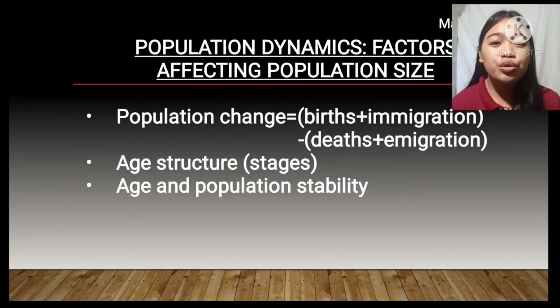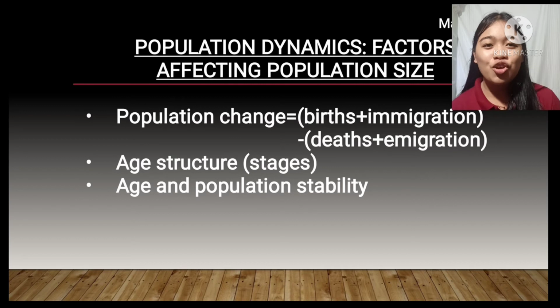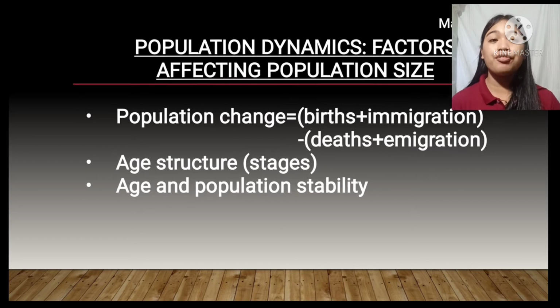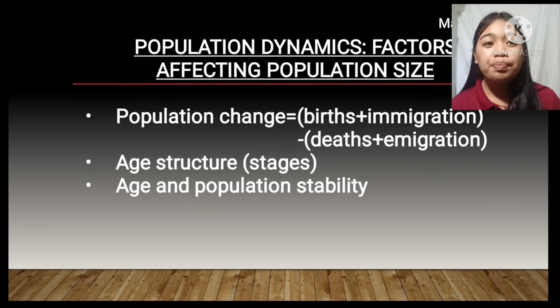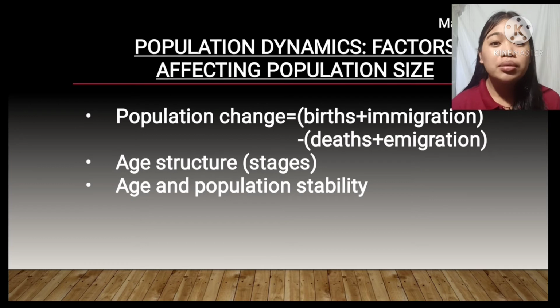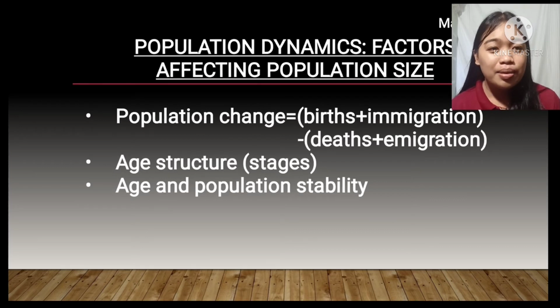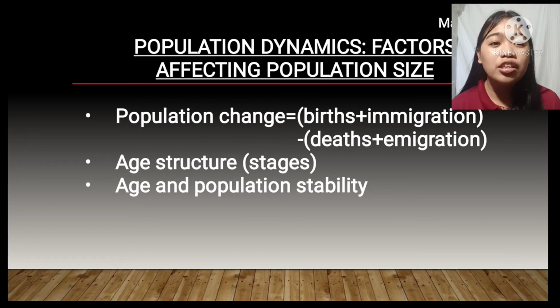Now, let's proceed to the population control. Population dynamics, factors affecting population size. So, we have here 3 factors affecting the population size. What are they? We have first, population change: births plus immigration minus deaths and emigration. Then we have the age structures or the stages. Then third, we have the age and population stability.